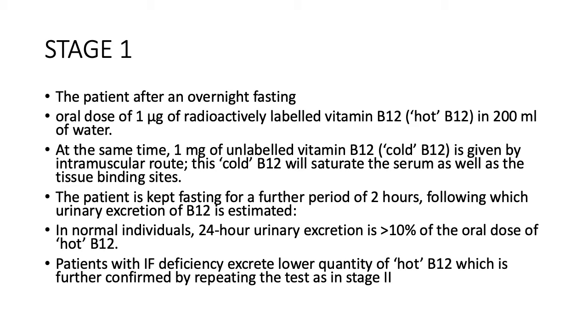is estimated. In normal individuals, the 24-hour urinary excretion is more than 10% of the oral dose of hot B12, because the vitamin B12 given by intramuscular route would have already saturated the tissue binding sites. So obviously, only the oral vitamin B12 has to bind to the intrinsic factor, get absorbed in the ileum, and be excreted in the urine. So in normal individuals, 24-hour urinary excretion is more than 10% of the oral dose of hot B12. But patients with intrinsic factor deficiency excrete a lower quantity of hot B12, which is further confirmed by repeating the test as in stage 2.